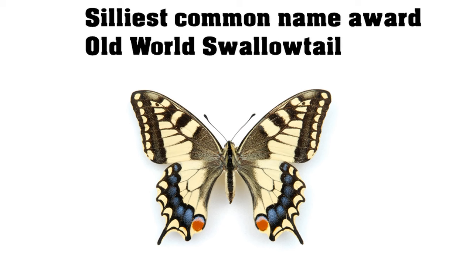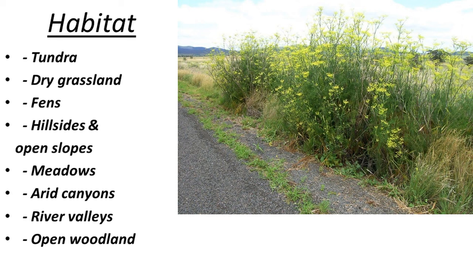Something to think about. This butterfly is found in a variety of environments, including tundra, dry grassland, fens, hillsides and open slopes, meadows, arid canyons, river valleys and open woodland. In many places it also seems to thrive in suburbs, although suburbs are not quite the natural habitat. It helps that many of their food plants, such as fennel, carrot, parsley and others, are vegetables that humans love to eat. So they may benefit from community allotments in suburbs.